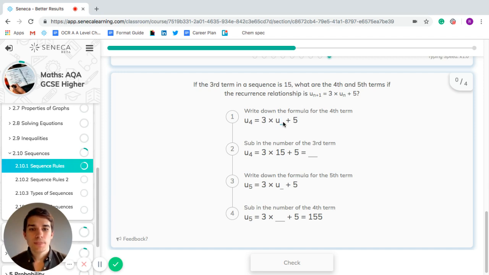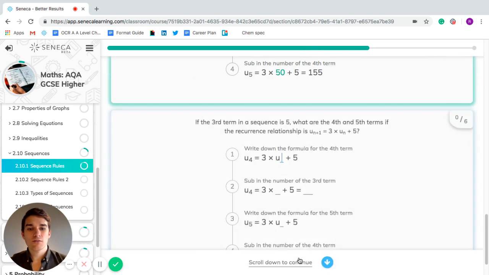Let's work through the example. u 4, the fourth term, equals 3 times u 3, the third term, plus 5. u 4 equals 3 times 15 plus 5, which equals 50. Write down the formula of the 5th term. So 5th term equals 3 times the 4th term, add 5. Substitute in the 4th term: u 5 equals 3 times 50 this time. So we take it from the fourth term up here, add 5, which equals 155.